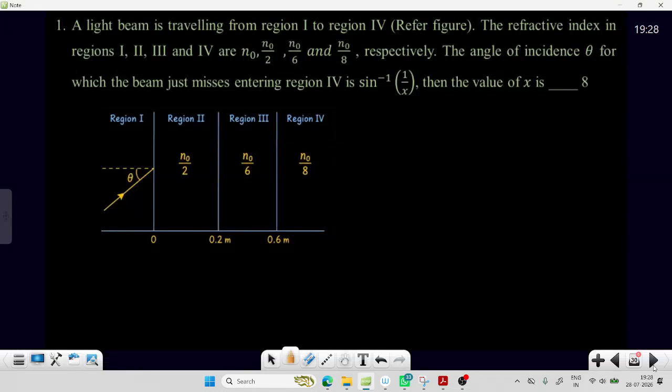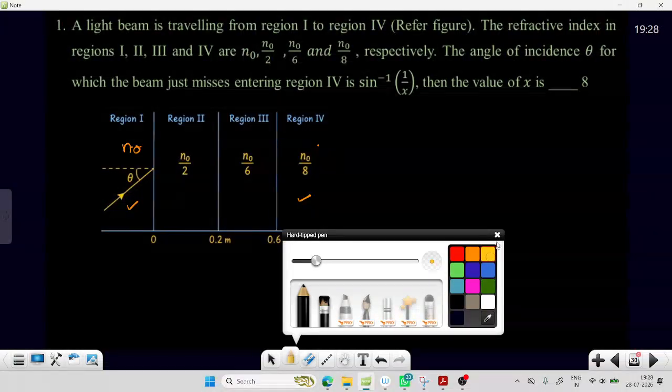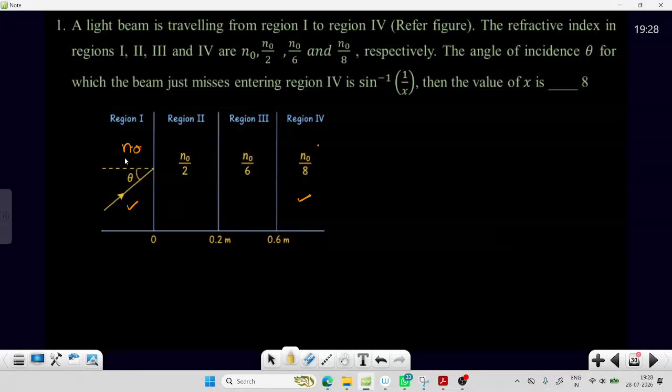So what we need to do here is just apply Snell's law. Directly from the first medium to the fourth medium we can apply it simply. Here this medium's refractive index is n naught. So the first medium and this medium we can apply, with no need to see the intermediate mediums. This medium's refractive index is n naught.